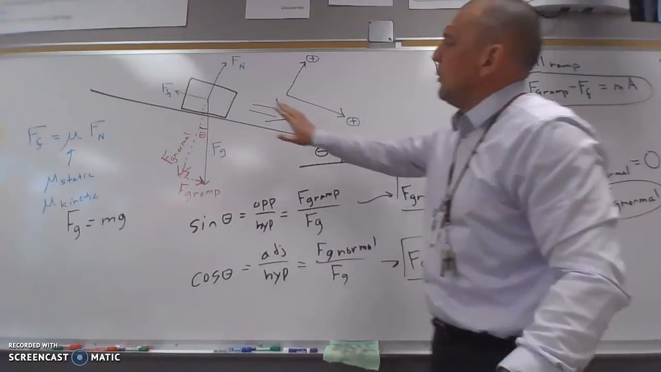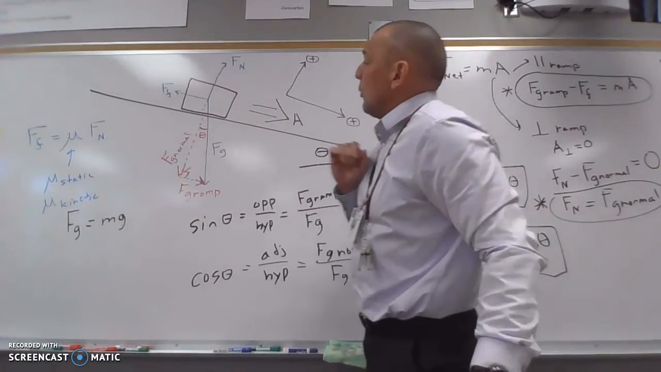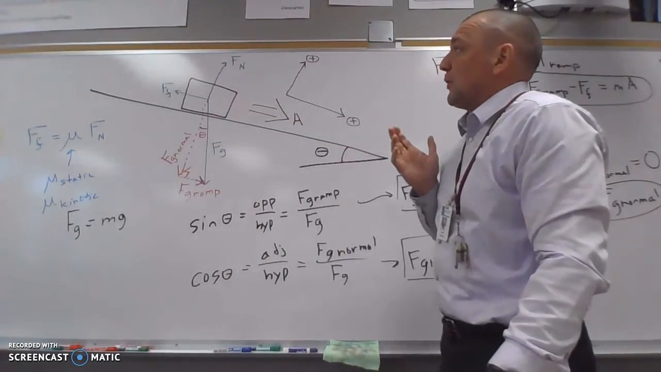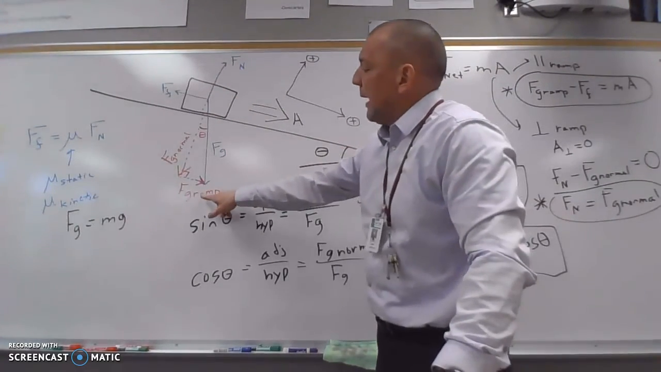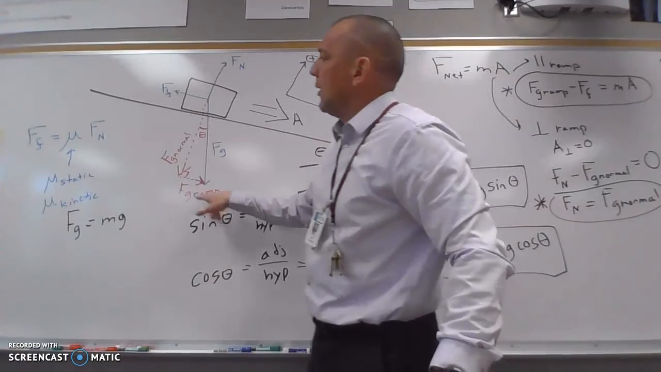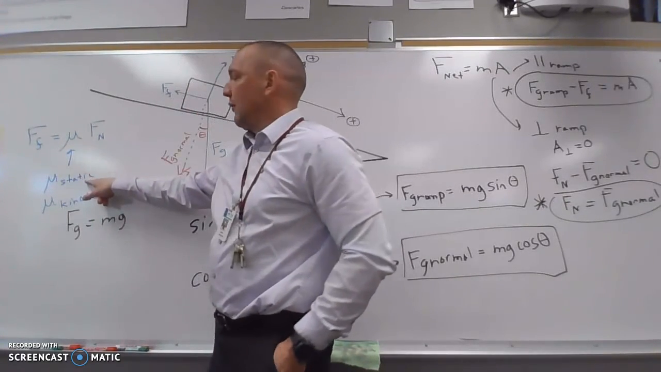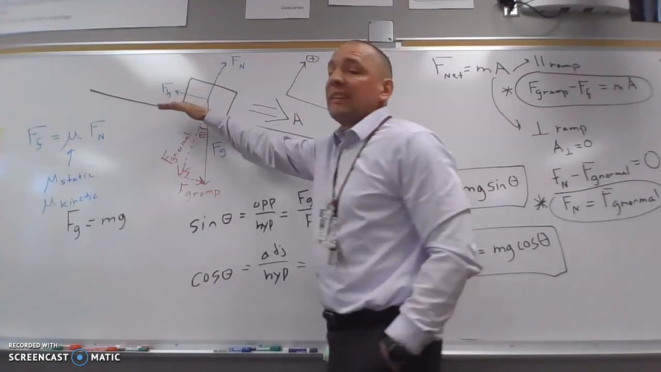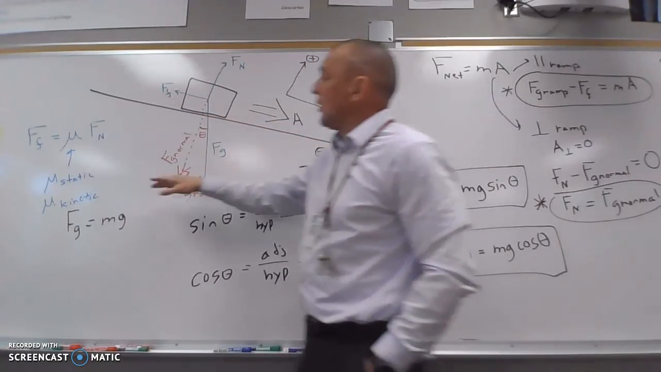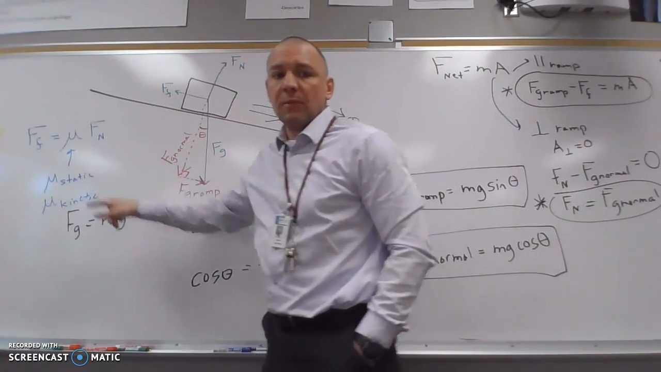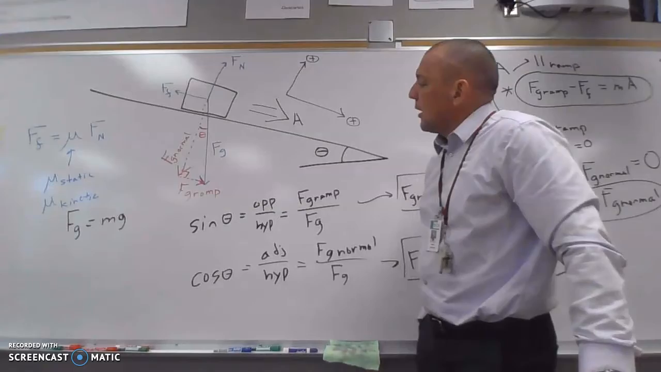So, for example, if this was at rest, and we wanted to find out if it'll start sliding or not, we would have to compare the force of gravity down the ramp to the force of friction when we're using the static coefficient of friction. If this thing was already sliding, then we would have to use the kinetic coefficient of friction. So those two are going to come up, and we'll see.